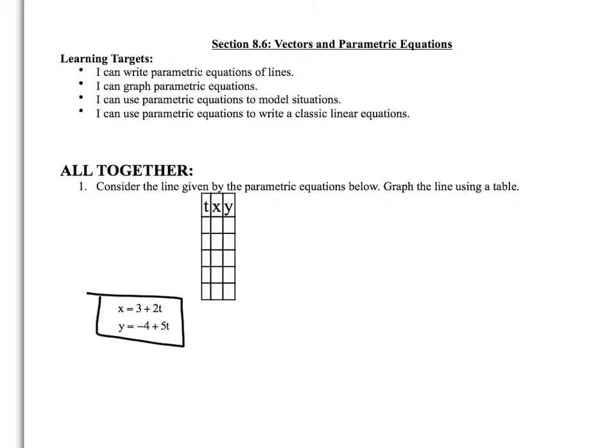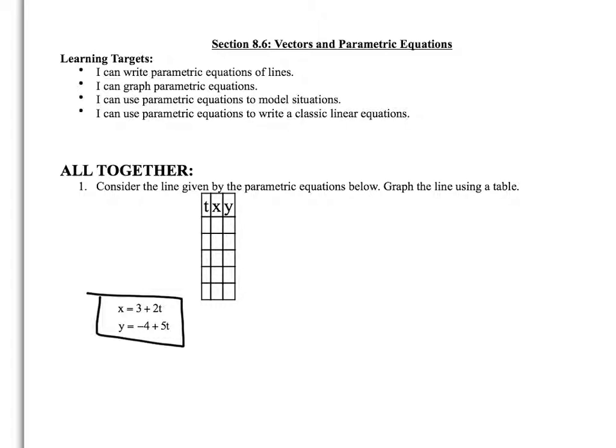Parametric equations give us a linear representation for x and a linear representation for y. In other words, how is this changing along the horizontal axis, and then how is it changing along the vertical axis? And we do this in relation to time. So given this equation right there, x equals 3 plus 2t and y equals negative 4 plus 5t, we see that x is a function of t and y is a function of t.